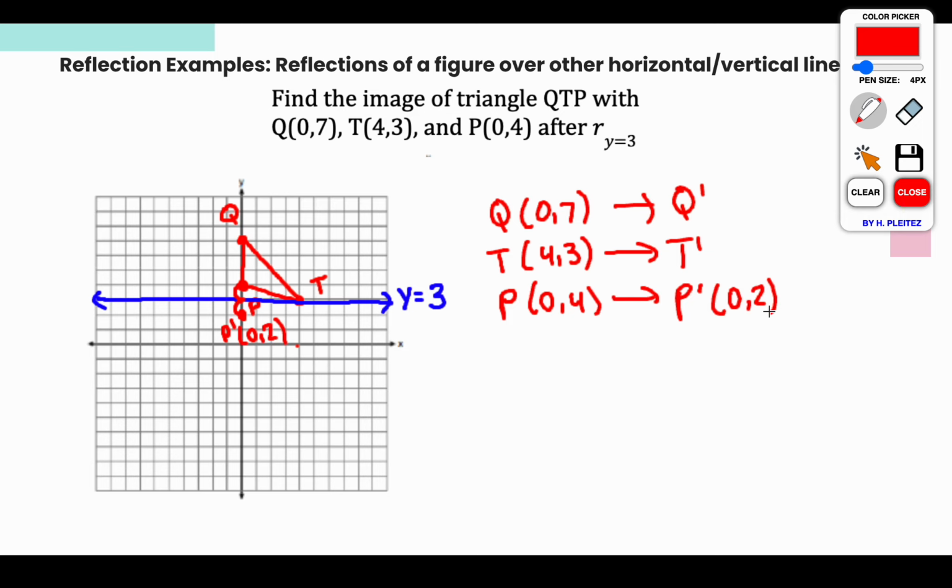Now Q prime is a little bit further away. So we have 1, 2, 3, 4. And again, we want to go 1, 2, 3, 4 to create that mirror image. So that's going to be 0, -1.